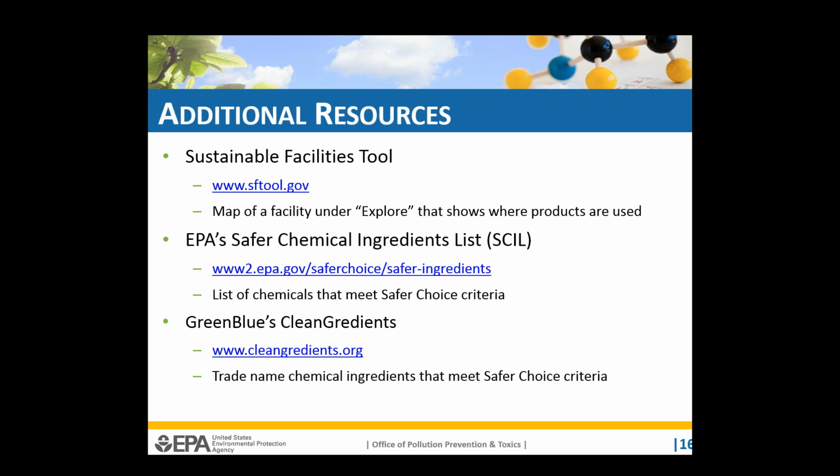But Green Blue's Clean Ingredients has the supplier. So if it was water and it said Bridges Bottling Company in Montana is where you can buy it, that's where you would go. You would go to Clean Ingredients to find that kind of information.